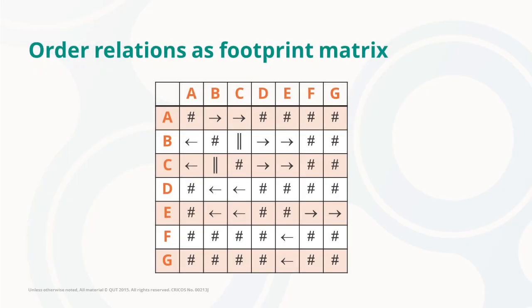How can we now continue towards identifying patterns? One interesting technique for doing this is to write down these relationships in a so-called footprint matrix. Here you see the example of a footprint matrix.